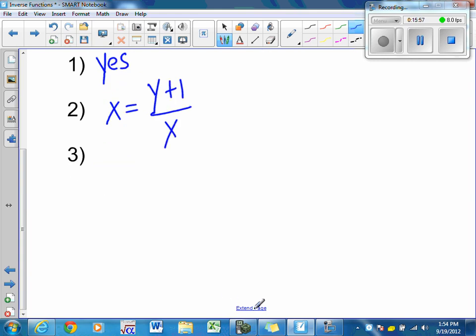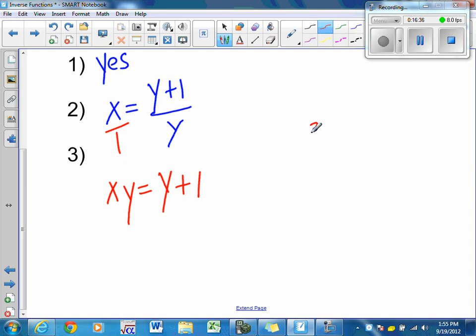Now we need to solve for y. Oops, I'm sorry. Should be a y down there. Now to solve this, what I'm going to do is cross multiply. Think of this as x over 1. Cross multiply. So I get x times y, 1 times y plus 1. Now remember, we're trying to solve for y. We want to end up with y equals.